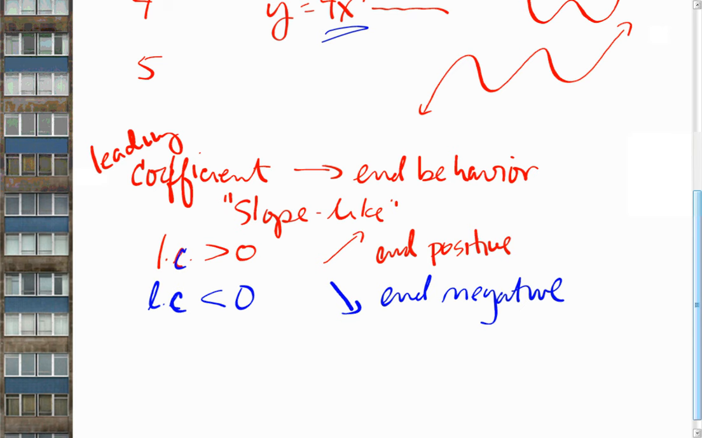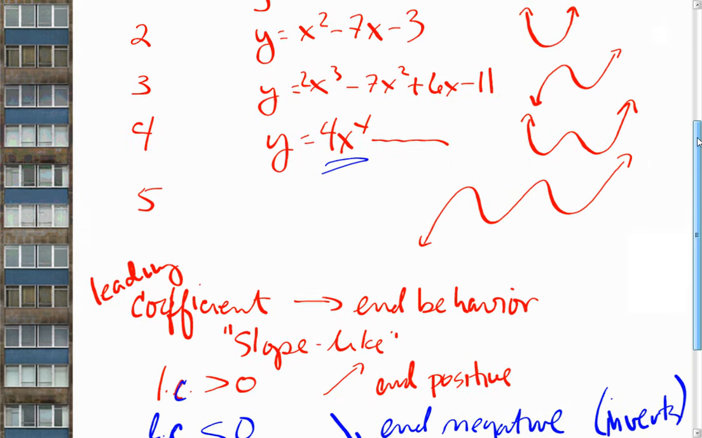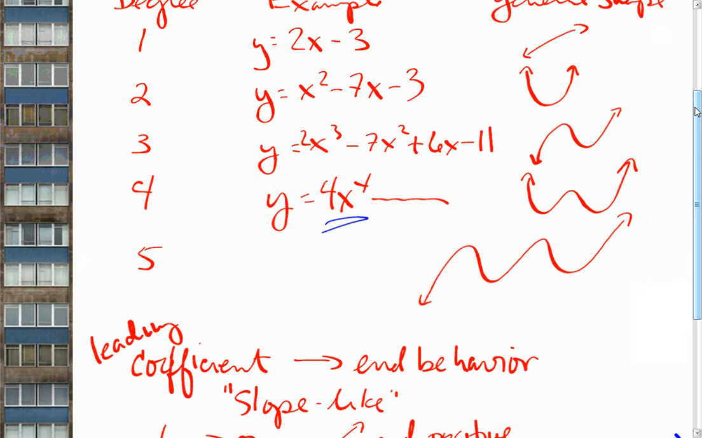Okay, and that's because it inverts it, just like a parabola. Now, if you look back up here real quick, notice what's going on in terms of my odd degrees. Those end in opposite directions. Because again, think of it as a line. If you have a positive slope, it's starting negative and it's going positive.